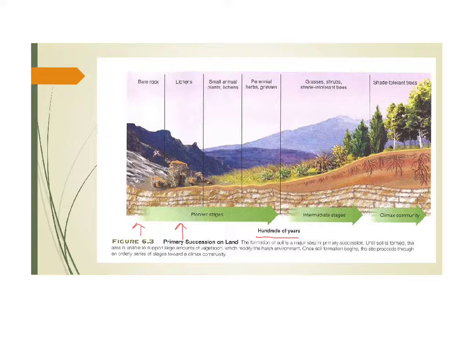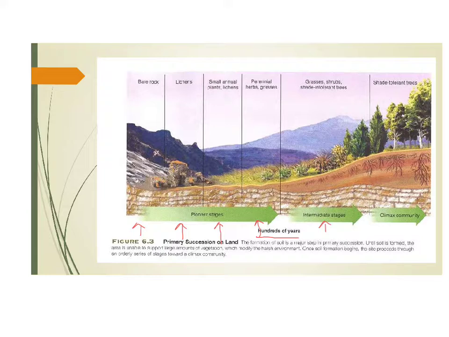As time goes on, we continue to have lichens, but we also get the introduction of small annual plants. Their seeds are usually blown in by the wind. Over time, we get a community of perennial herbs and grasses. The lichens are largely gone now at this point. As more time passes, we get grasses, shrubs, and what we call shade intolerant trees.